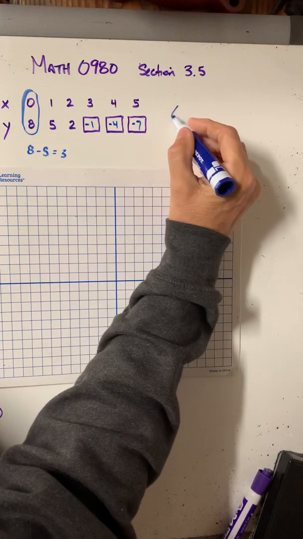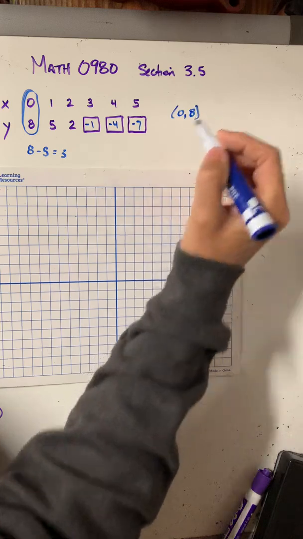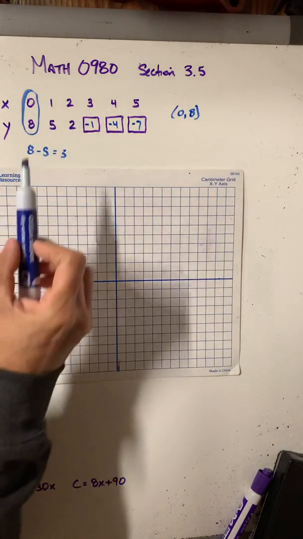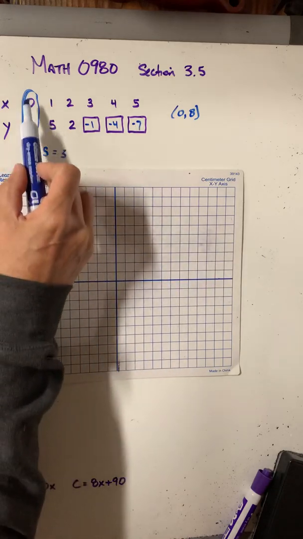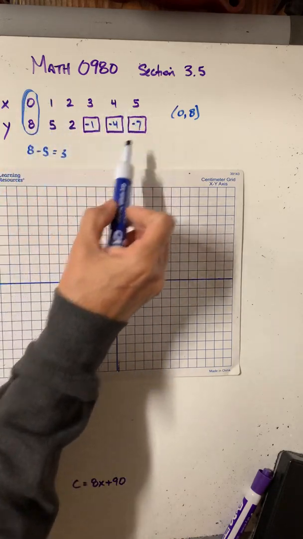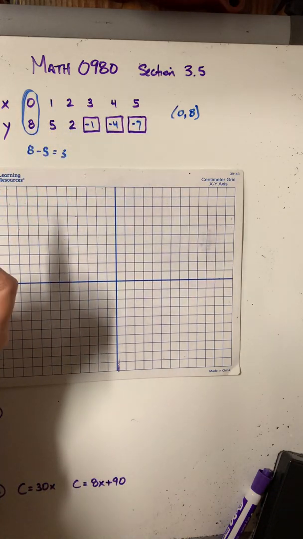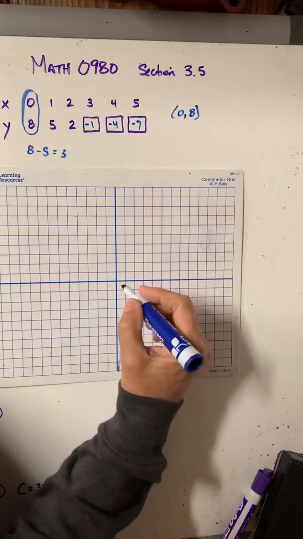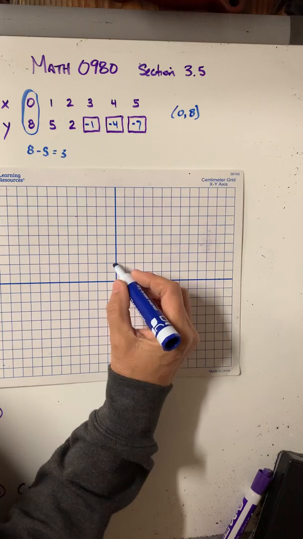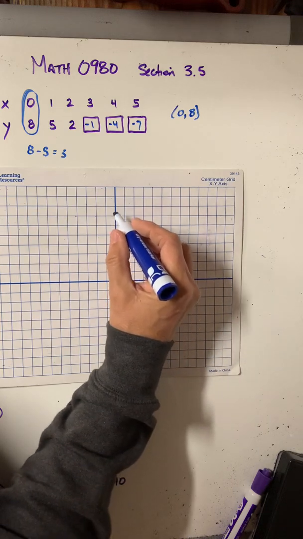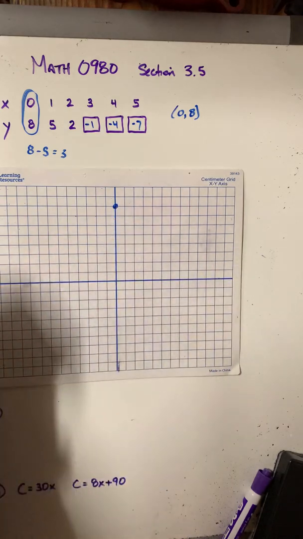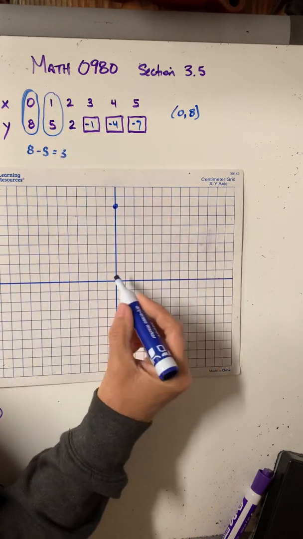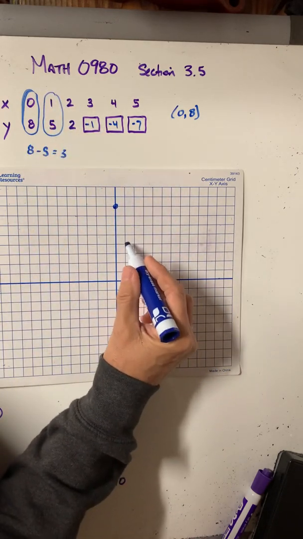So I could write it as 0, 8. I could write it as the ordered pair instead of leaving it in this chart. So you could pick any of these points. So you have 1, 2, 3, 4, 5, 6 points to choose from. And I would pick whatever looks easiest to you. So if I graph the point 0, 8, that's 0, 1, 2, 3, 4, 5, 6, 7, 8, right there. And then let's say I choose 1, 5. So that would be 1, 1, 2, 3, 4, 5.